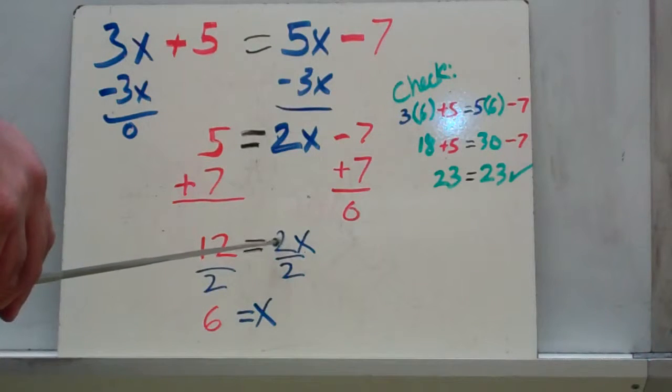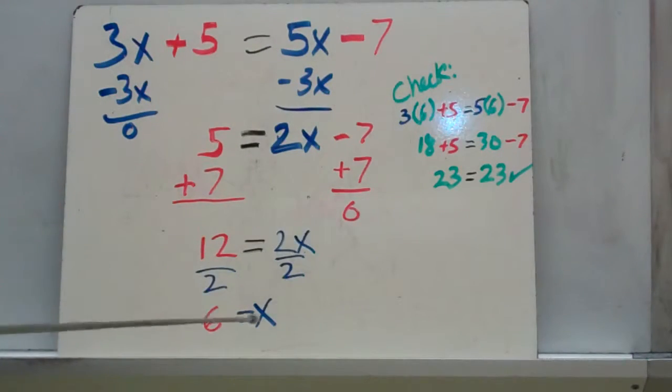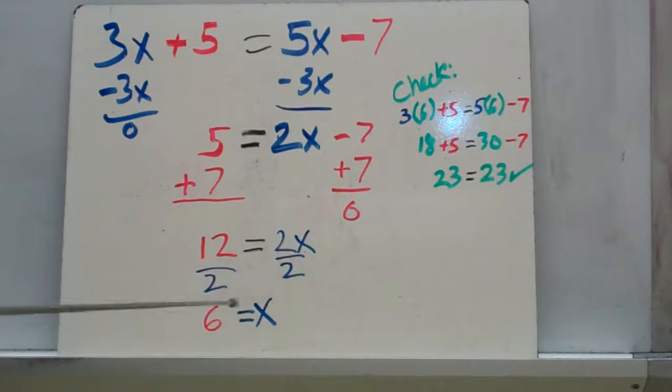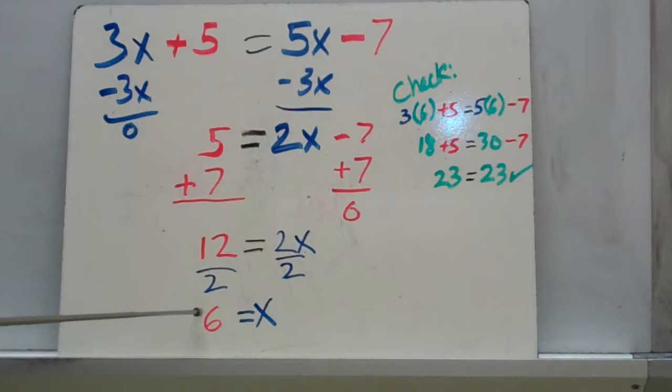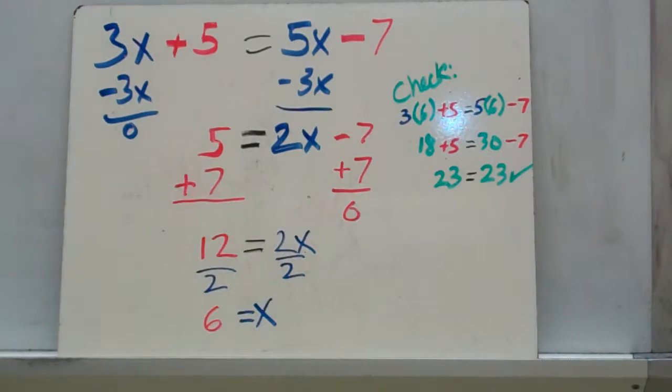And so I'm going to divide by 2 on both sides here to isolate x. 2x divided by 2 is going to leave me with x. 12 divided by 2 is going to leave me with 6. So 6 is equal to x for this equation. Let's go back and double check that.